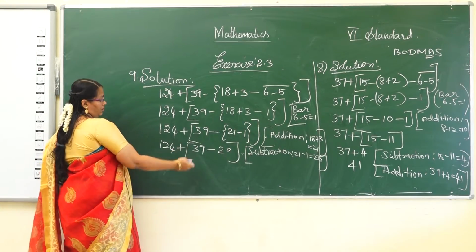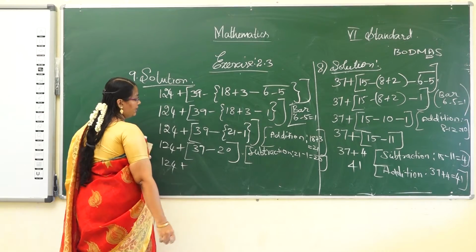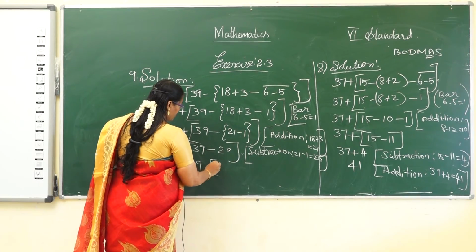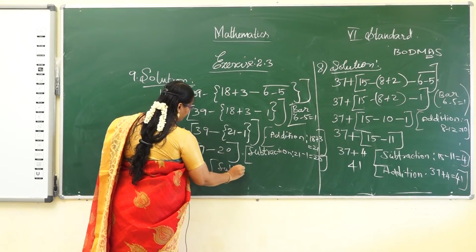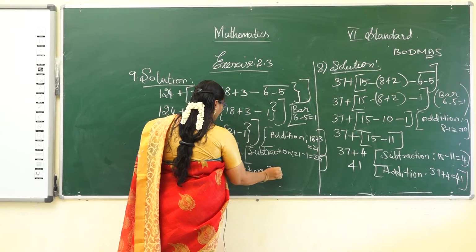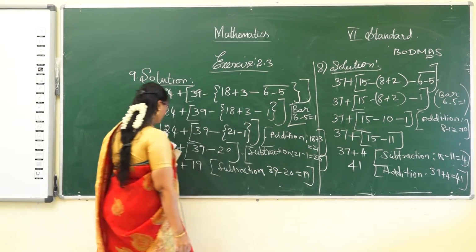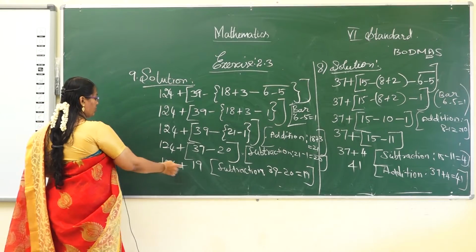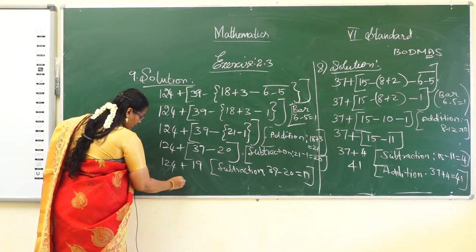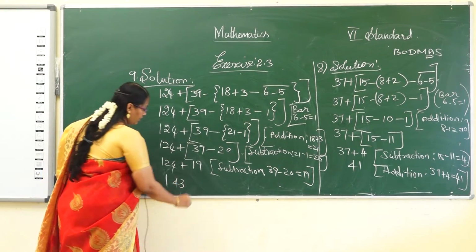Now consider the square brackets. Square brackets now. So 39 minus 20 is 19. Then our bracket, right. Subtraction: 39 minus 20 is equal to 19. Okay, now add these two values. What do we get? Add. So 9 plus 4, 13, 1, 4. So 143.